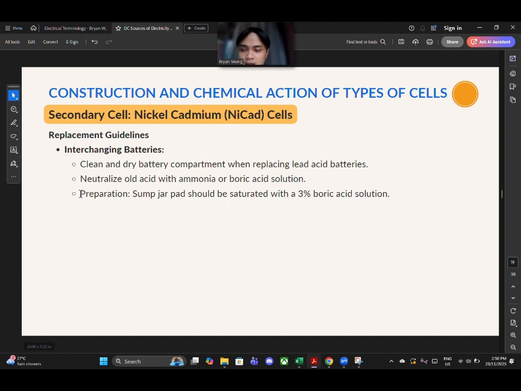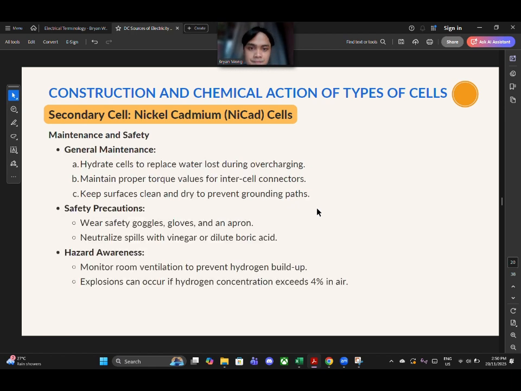How about the replacement guidelines for a nickel cadmium cell? The replacement guide covers interchanging batteries. When you interchange a battery, always remember to clean and dry the battery compartment when replacing lead acid batteries. Neutralize old acid with ammonia or boric acid solution. And for the preparation, jar pads should be saturated with a 3% boric acid solution. Remember.